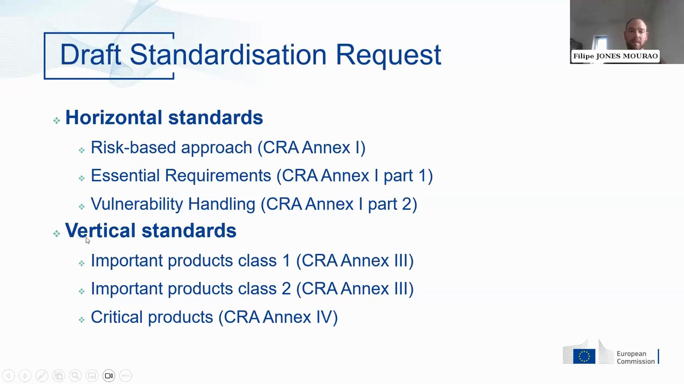So you'd have one standard each for the important products of class 1, for the important products of class 2, and for the critical products. So that's for each of the product categories. That's basically what makes up the 41 elements, okay? Again, I'll put the link in the chat in a minute.